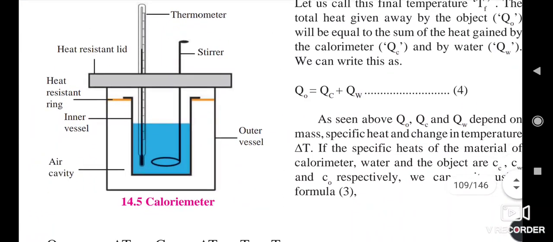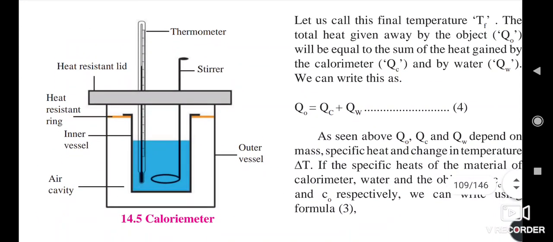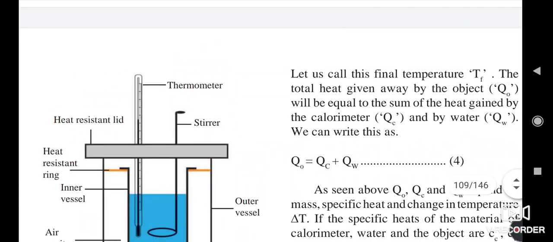This is the picture of the calorimeter. Here we can see the different equipments included in the calorimeter, that is the thermometer, stirrer, outer vessel, inner vessel, air cavity, and a heat resistant lid.